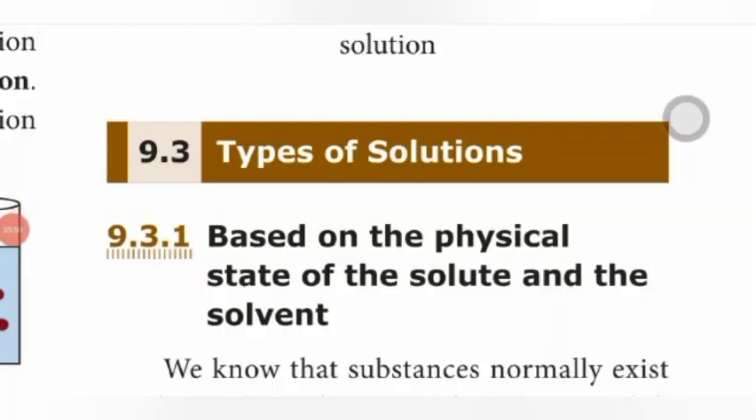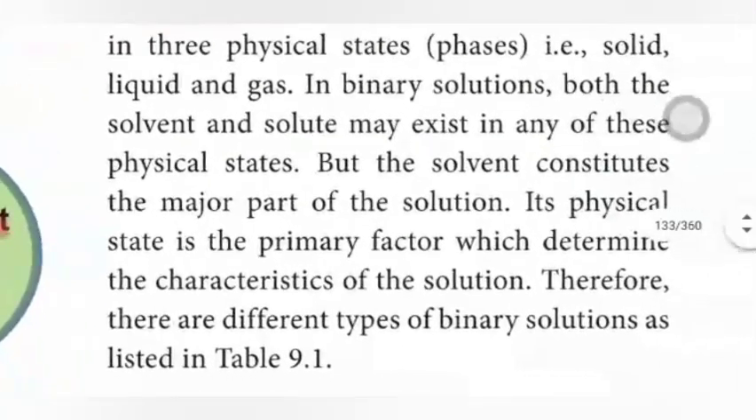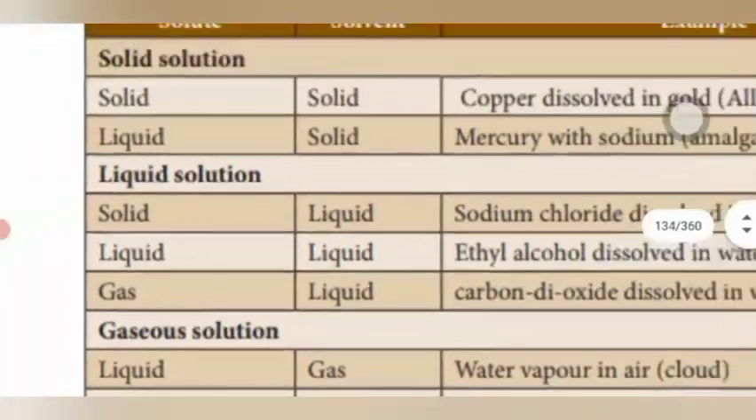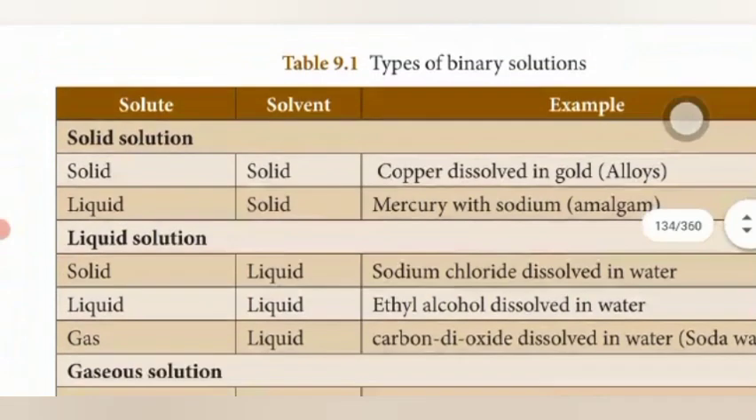Next one, types of solution. First, based on physical states of the solid and solvent. These are the types of binary solution. First, solid solution: solid in solid. Example, copper dissolved in gold. Example, alloys. Liquid in solid: mercury with sodium. This is amalgam.